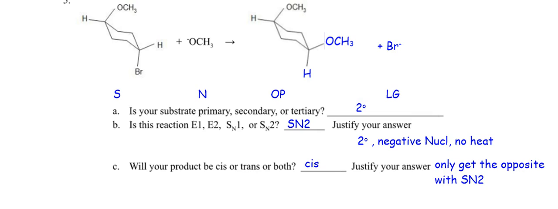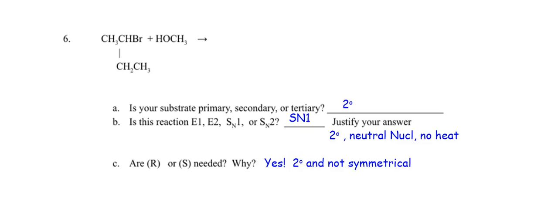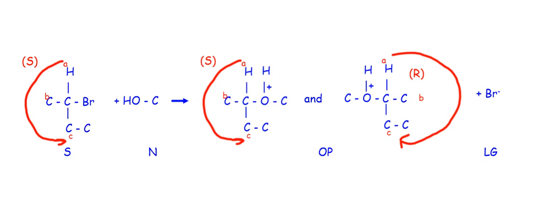So let's look at number 6 real quick. Is my substrate primary, secondary, tertiary? It is secondary. Here is my carbon. I have a carbon, a hydrogen, a bromine, and another carbon. So I only have 2 carbons off of this one. Is it going to be E1, E2, SN1, or SN2? Well, there's no heat, so no elimination. And this is a neutral nucleophile, so it's going to be SN1. The question is, are R and S needed? I say yes. Why? Because it's secondary and it's not symmetrical. So the question is, am I going to get R or S or both? Well, the answer in this case is both, okay?